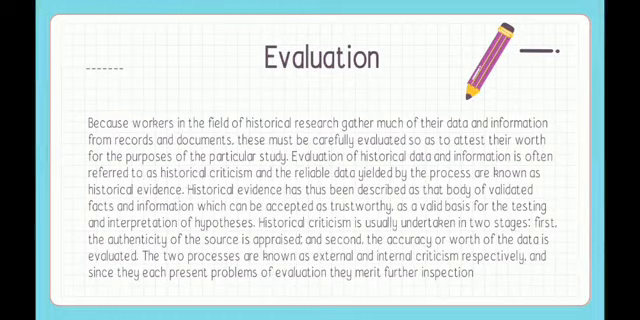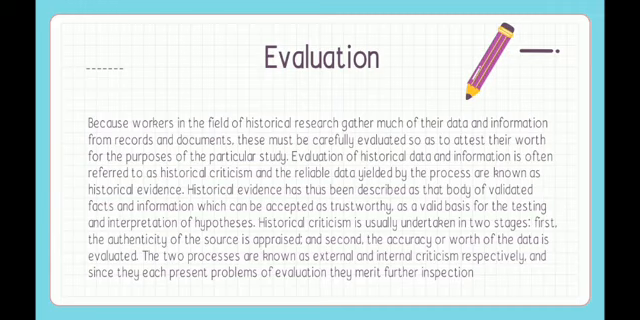And the next slide, evaluation. Because workers in this field of historical research gather most of their data and information from records and documents, these must be carefully evaluated so as to establish their worth for the purpose of the particular study. Evaluation of historical data and information is often referred to as historical criticism, and the reliable data yielded by the process are known as historical evidence. Historical evidence has thus been described as that body of valid fact and information which can be accepted as trustworthy as a valid basis for the testing and interpretation of hypotheses.